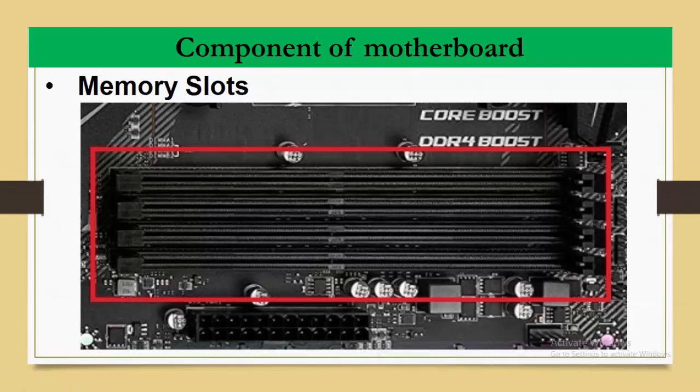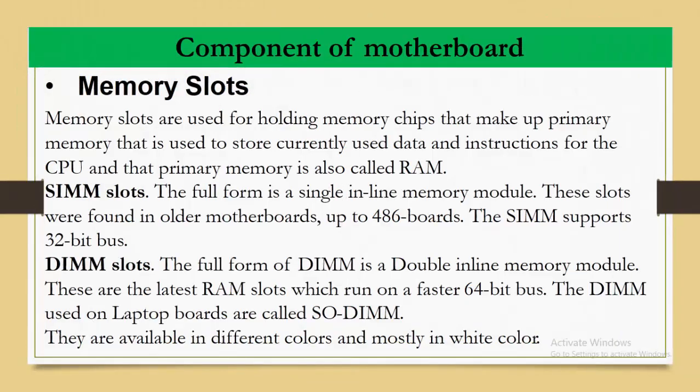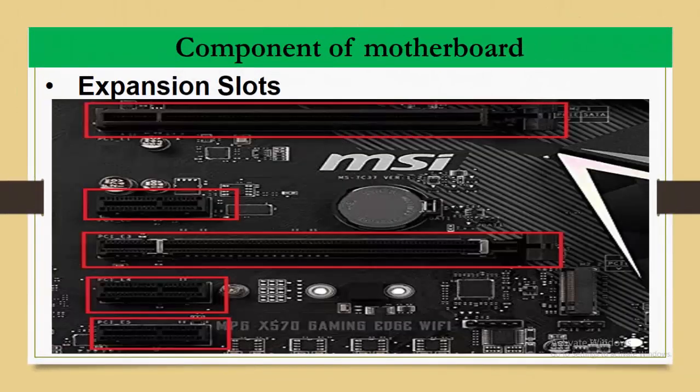It's also important to say that memory slots are long and cylinder type, and are close to the CPU socket. They are available in different colors, and most are white. Okay, students, let's go ahead. The next one is expansion slots.